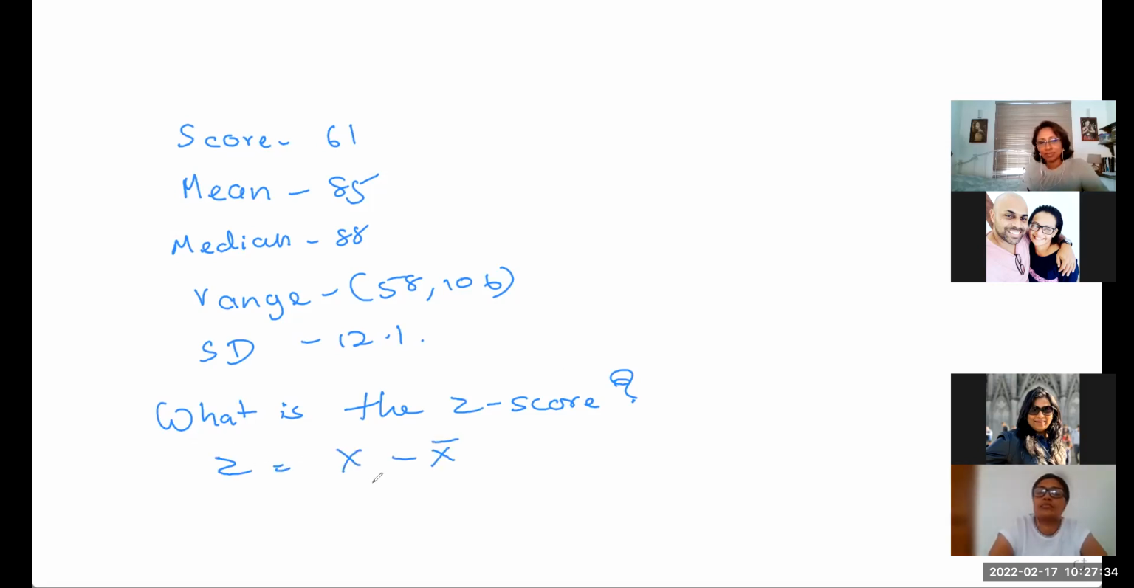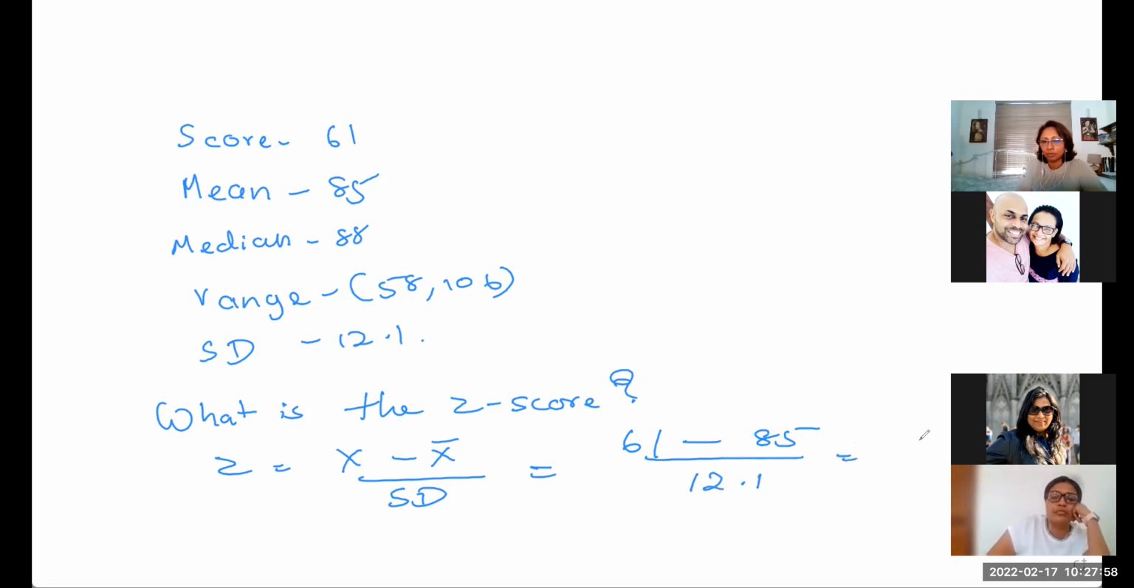X minus X bar divided by SD, right? We are going to see this score of 61. How many standard deviations is it above or below the mean? That's basically what they're asking for. So we have X at 61 minus mean is 85 divided by 12.1. What do you get?